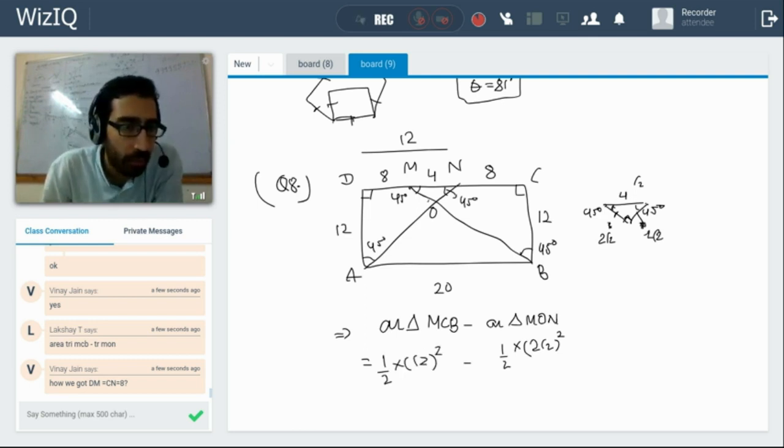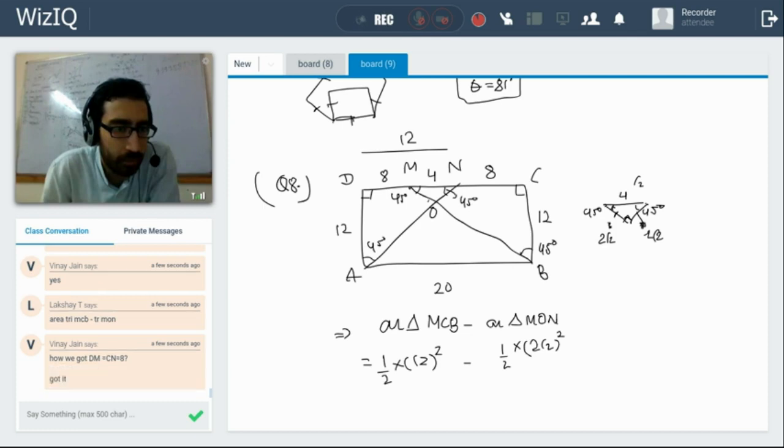Now, does this solve? How do we get DM equal to CN equal to 8? See, we have been given that DN. Have a look at the question. DN is equal to 12. If DN is 12, then NC must be 8. This is a rectangle, so if AB is 20, CD is also 20. Yeah. So this is 12, leaves this 8, and MC was given to be 12, leaves that to be 8, and MN equal.